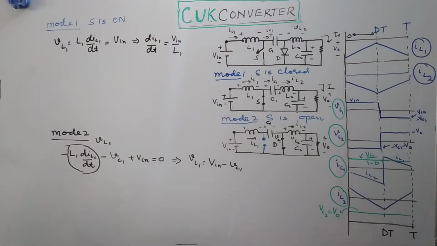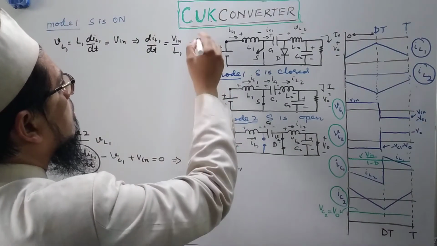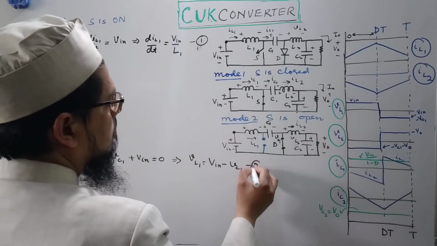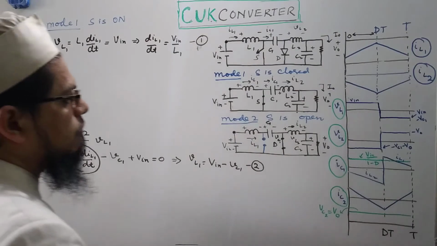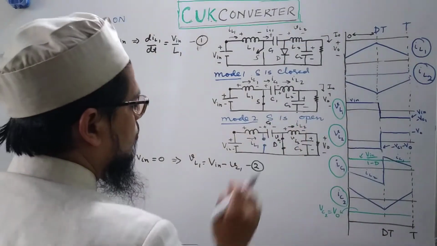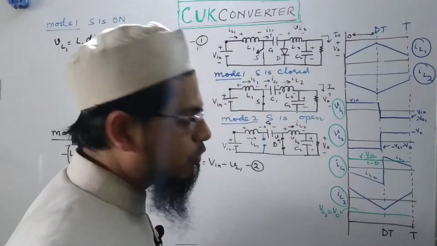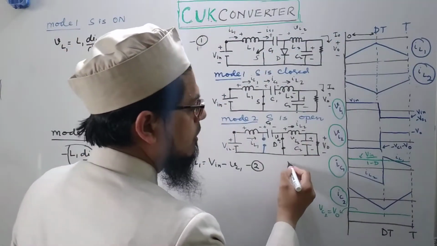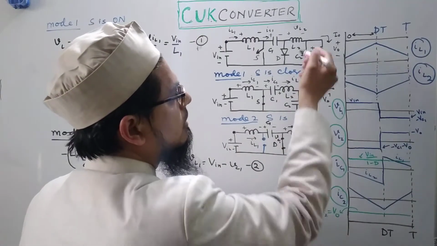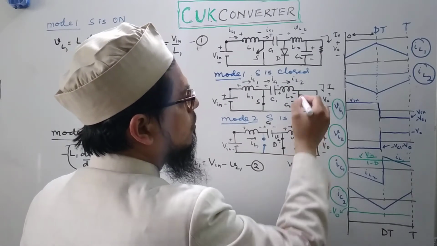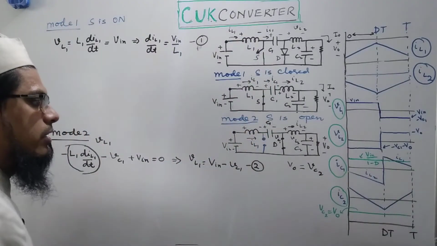V in minus VC1. So let me just write here 1, let it be called 2. Now let's move to mode 1 again and try to write down the equation for the inductor L1 and L2. Our intention is to find out a relation between the output voltage and the input voltage, and the output voltage here is V0, which is assumed to be constant, and you could see from the three figures it is apparent that V0 is equal to VC2. So VC2 is equal to V0.